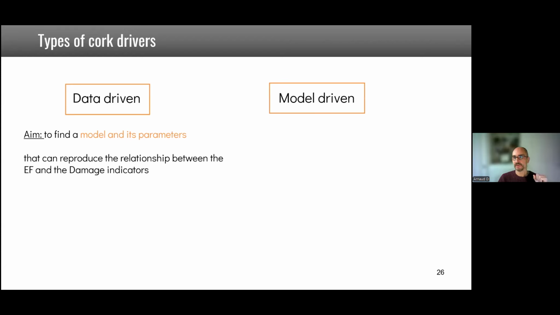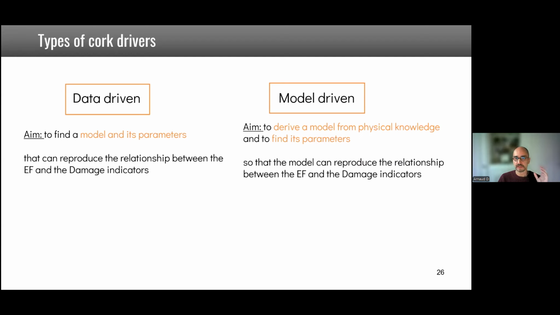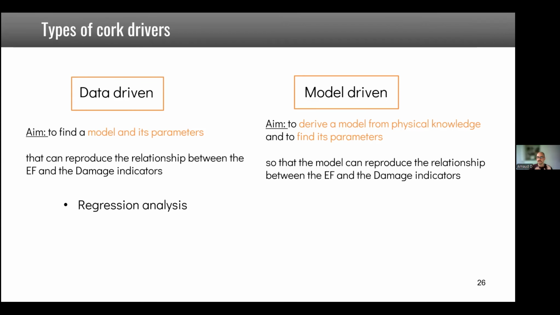In model-driven, you will derive a model from physical knowledge, so you know a bit more about the physics, what's going on, and you want to find its parameters. So usually you will do that so that the model can reproduce the relationship between the EF and damage indicators, okay? So data-driven really doesn't make any hypothesis on the type of link that exists. It doesn't know anything about the physics. It just looks at it from an experimental perspective, okay?